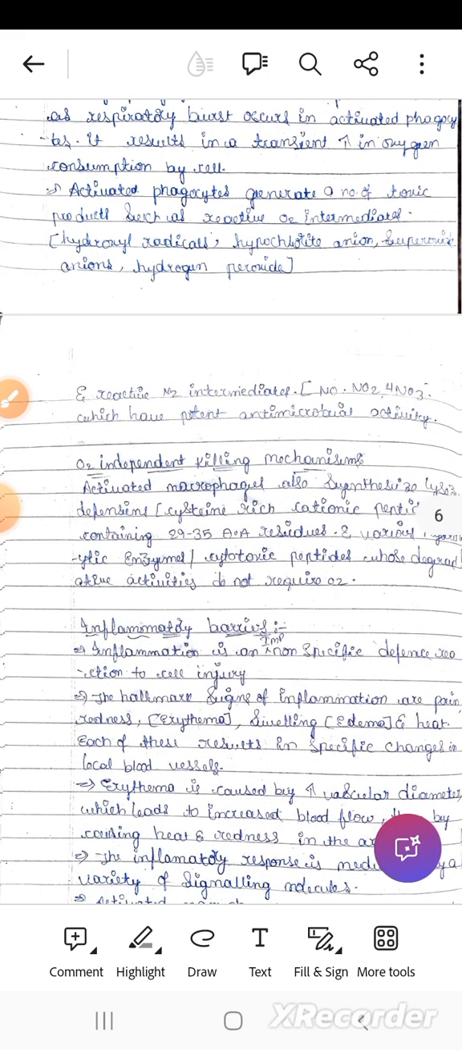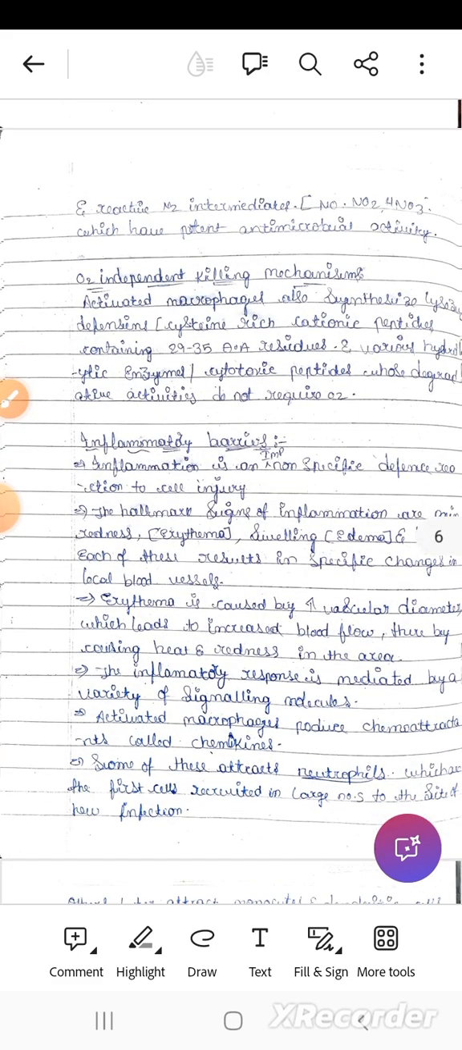And also reactive nitrogen intermediates and toxic products, oxygen intermediates, and also nitrogen intermediates, that is nitrogen monoxide, nitrogen dioxide, nitric acid, which have potent antimicrobial activity. And next one is the O2 dependent killing mechanism.